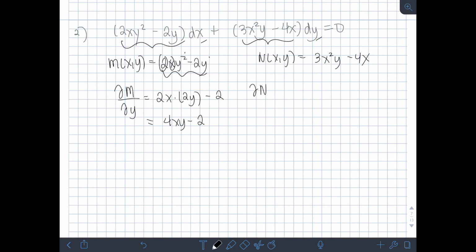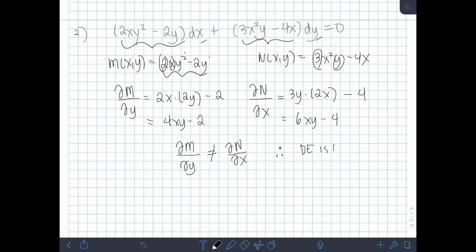And then, yung partial derivative naman ng N with respect to x, we have constant naman si y. Differentiate natin with respect to x. So, itong 3y, dahil constant, gilid ko lang, differentiate natin itong x squared. 2x, right? Minus, itong 4x, derivative niyan is simply 4. So, we have 6xy minus 4. So, therefore, yung partial derivative of M with respect to y is not equal sa partial derivative of N with respect to x. So, yung DE natin is not exact.